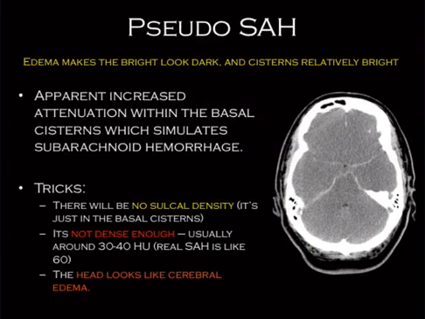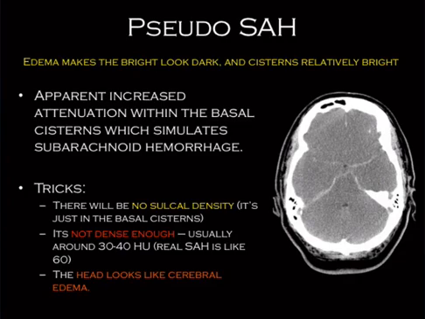This is pseudo-subarachnoid hemorrhage. What's going on is you've got diffuse cerebral edema, which makes the brain darker, and then relative to that, the dura and the cisterns look brighter. So how do you tell the difference? Here are the tricks. Look at the sulci. If you can't see the sulci, he probably has cerebral edema. If you have enough hemorrhage to make it look like it does in this picture, where you've got blood outlining the basilar cisterns, you should also have hemorrhage in the sulci. So look at the sulci.